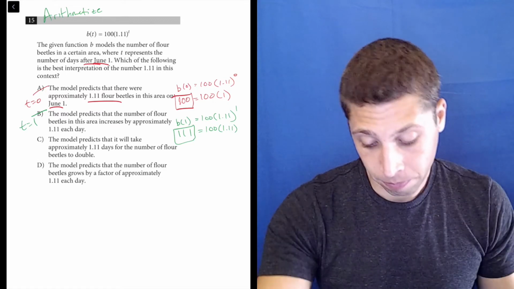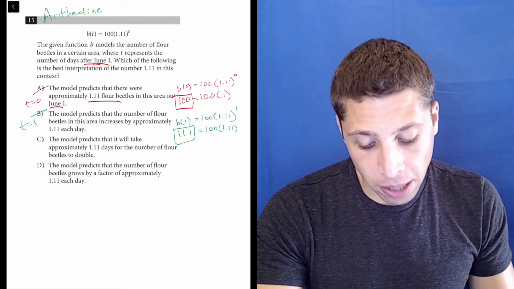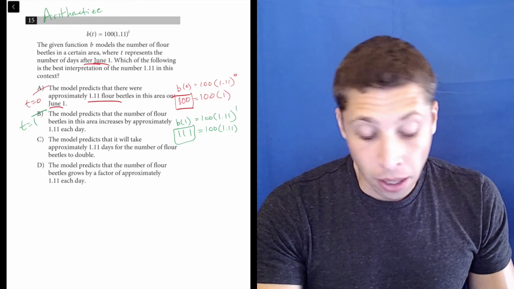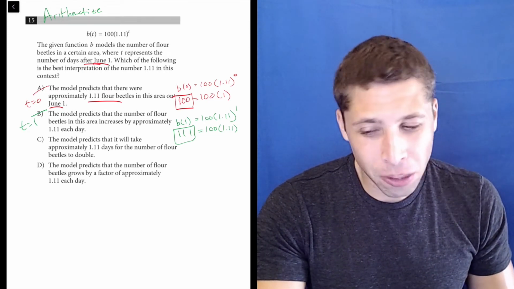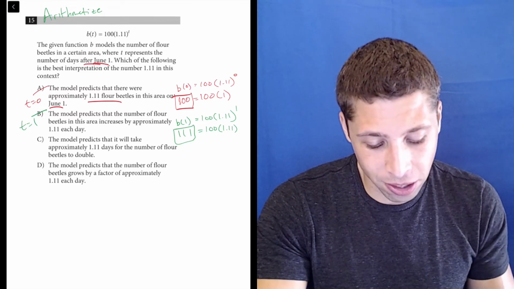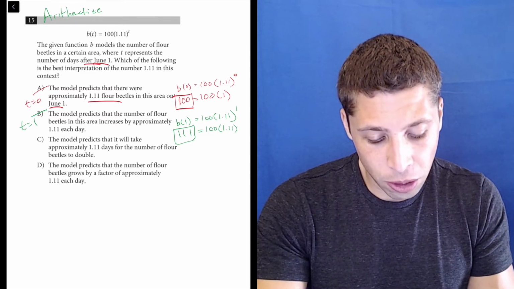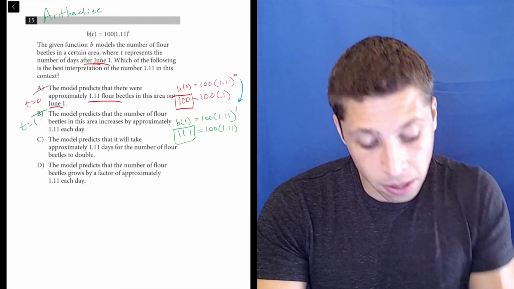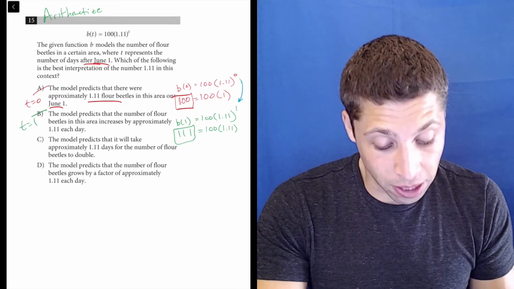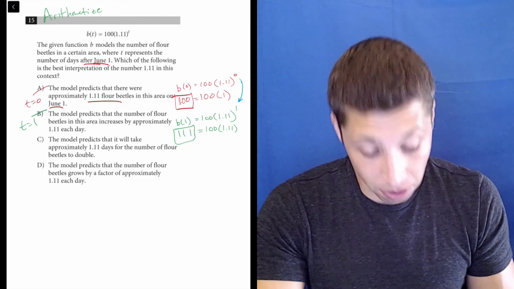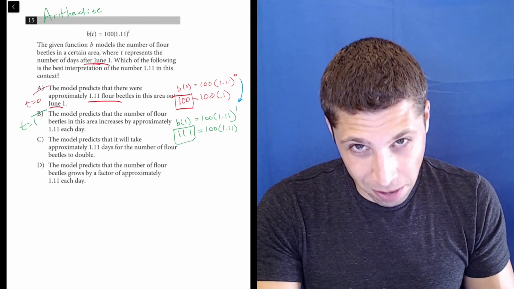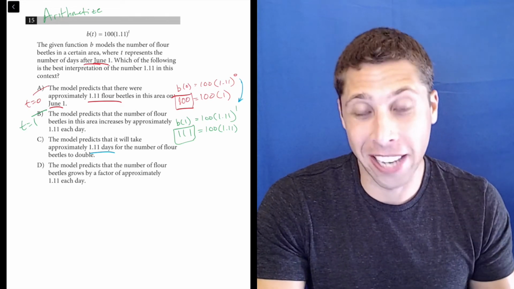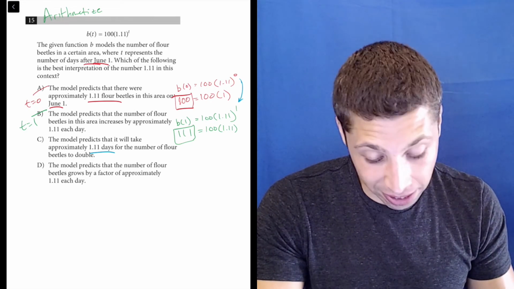Let's keep going. The model predicts that it will take approximately 1.11 days for the number of flower beetles to double. So here's a case where we don't even need to do the math. We can just see, all right, well, we saw what happens after 1 day, right? 1 day from 0 to 1 was an increase of 11 beetles. So if we went just a couple more hours, an extra 0.11 days, do you really think we'd get to 200 beetles?